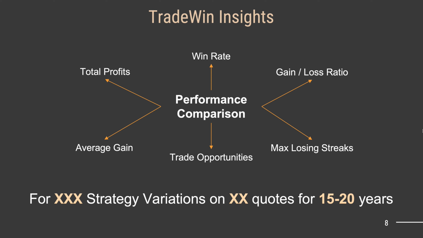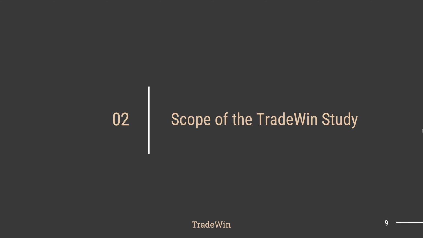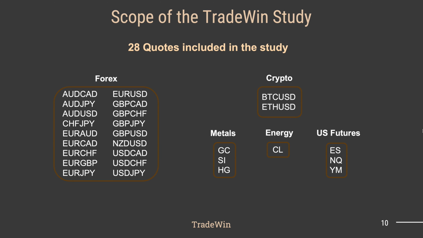total profits. So, to come back to the study concerning the daily highs and lows, the idea was to test the following quotes. I have gathered them in different groups. We recognize on the left the main Forex pairs, the US futures on the right with other quotes, some crypto, metals, and crude oil for energy. So this is what the study is about.